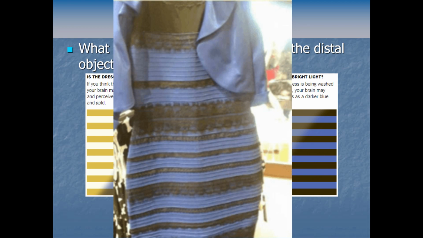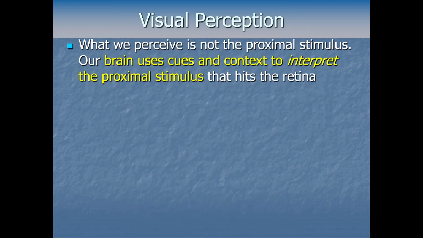So as we've seen here, what we perceive is not equal to the real distal stimulus out there. We sometimes perceive things different than they are. And what we perceive is also not exactly the proximal stimulus that hits our eyes. It's the brain's interpretation, where it's using cues and context to construct its best guess of what objects are out there causing the proximal stimulus we're registering.